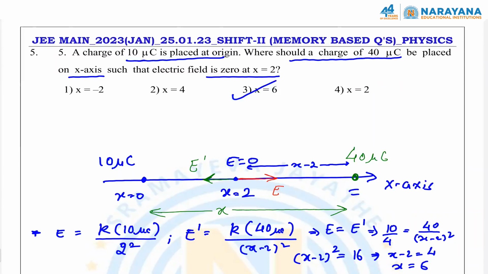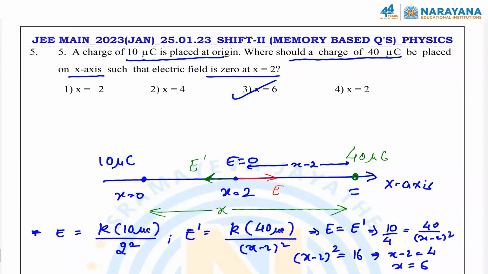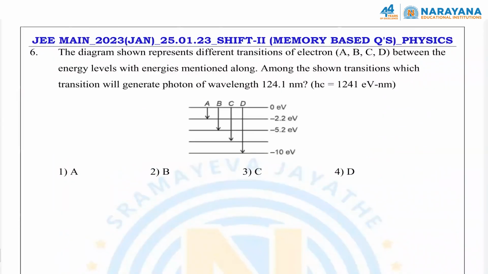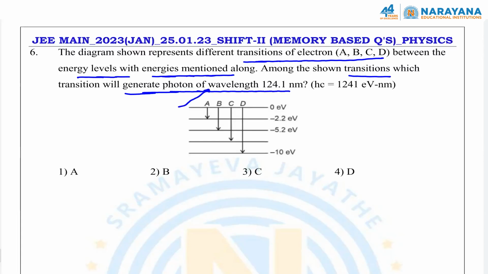Okay, let's go to the next question. So we have a diagram that shows different transitions of electron between the energy levels, and energies are mentioned along. And we want to find the transition which will generate a photon of wavelength 124.1 nanometer. So we want to obtain the wavelength 124.1 nanometer, and we know the energies. We know that energy difference must be equal to hc by lambda, where lambda is the wavelength of the photon. So lambda will be hc over delta E.